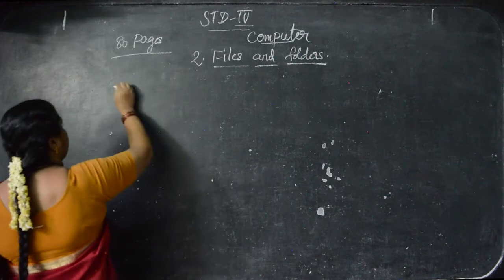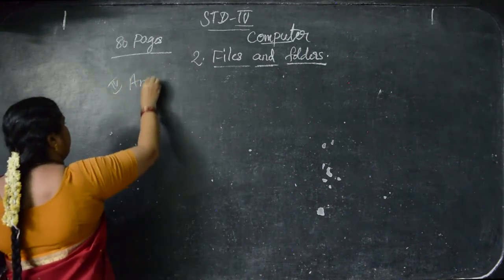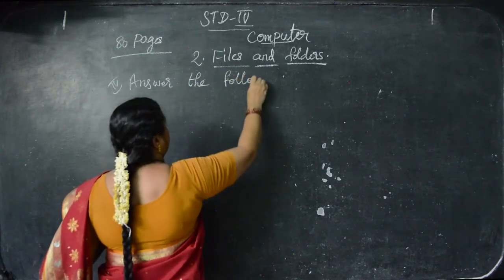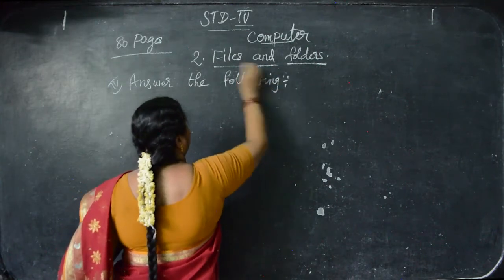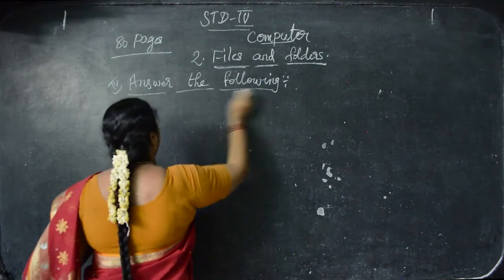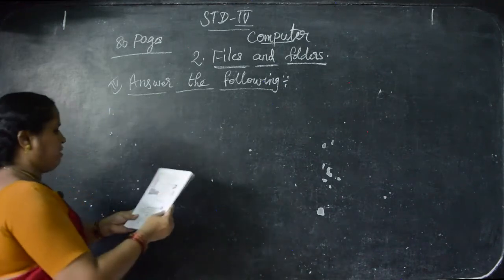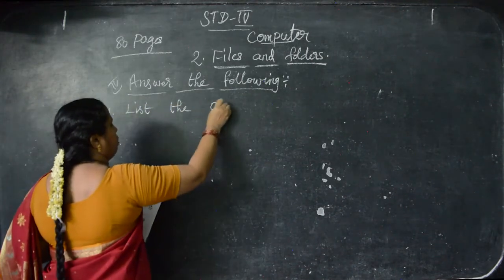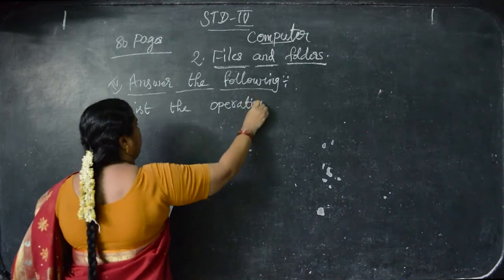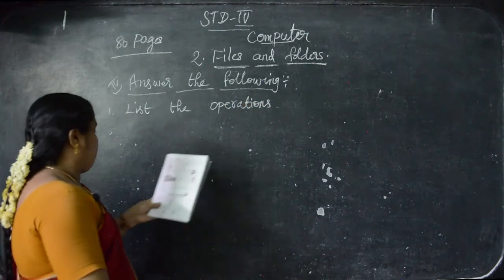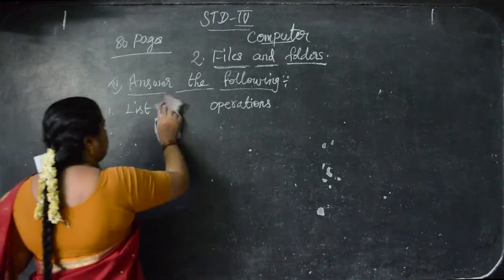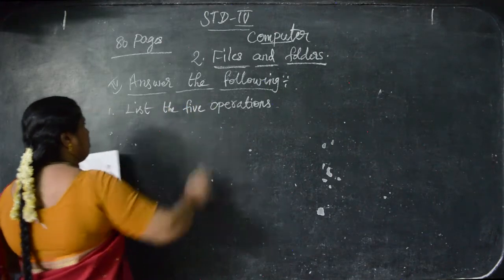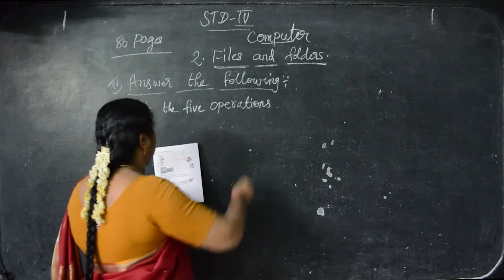Next, answer the following. First one. List the five operations. L-I-S-T, list. O-P-E-R-A-T-I-O-N-S. List the five. F-I-V-E. List the five operations.